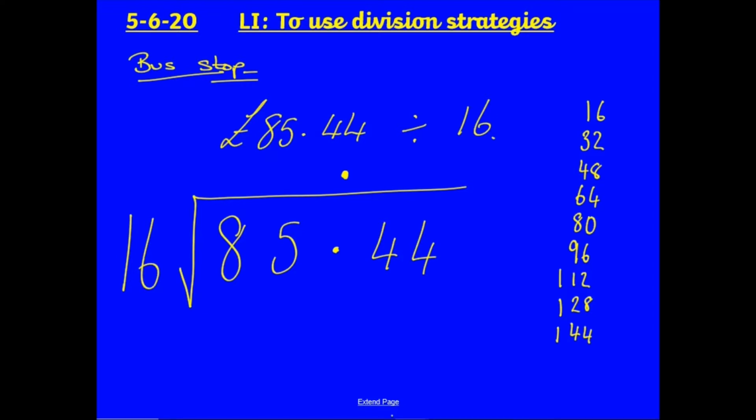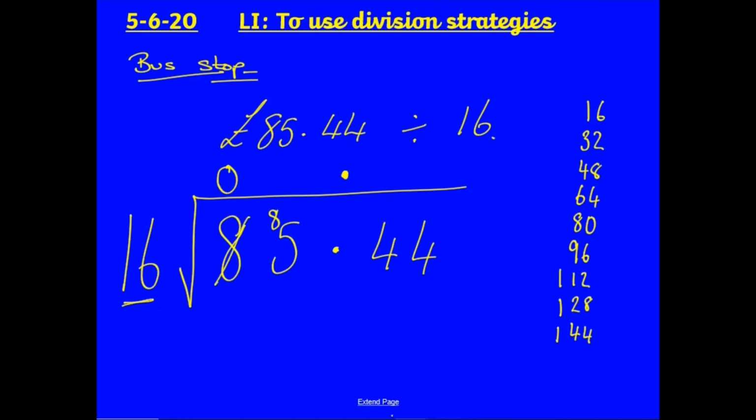How many times does 16 go into 8? Now, this is where some people get confused. They'll go, 8 divided by 16, that's 2. Remember, we are dividing from what is outside. So it is 8 divided by 16. That can't be done with a whole number. So it's a 0, and my 8 moves across.